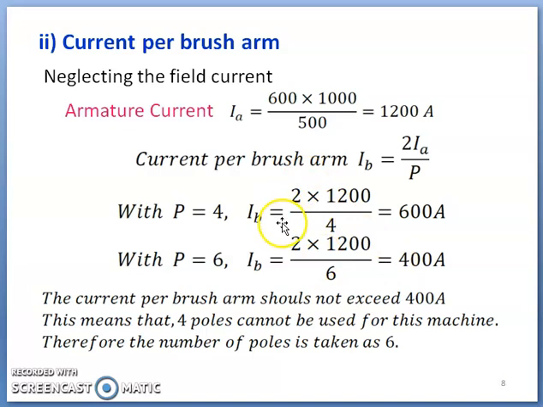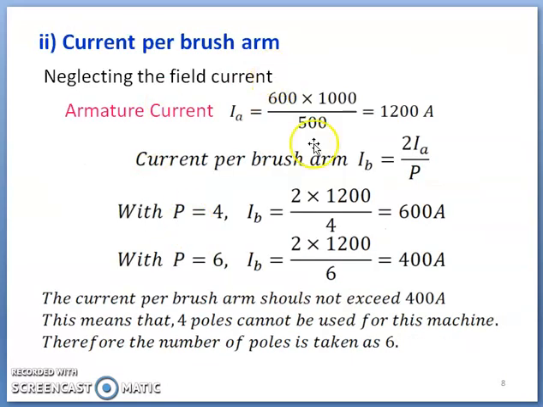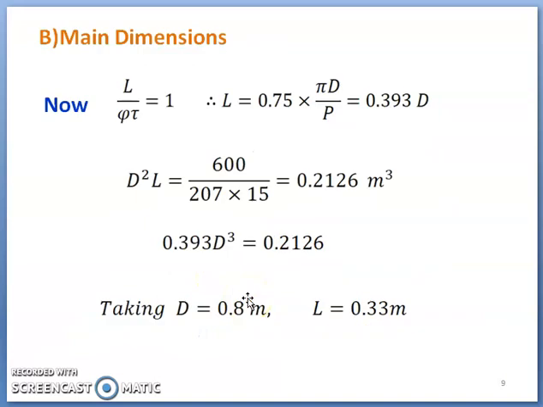We have checked two design constraints, one frequency of flux reversal as well as current per brush arc. After calculating frequency of flux reversal and current per brush arc, at this stage the number of poles to be used is 6, because P equal to 6 satisfies both design constraints.